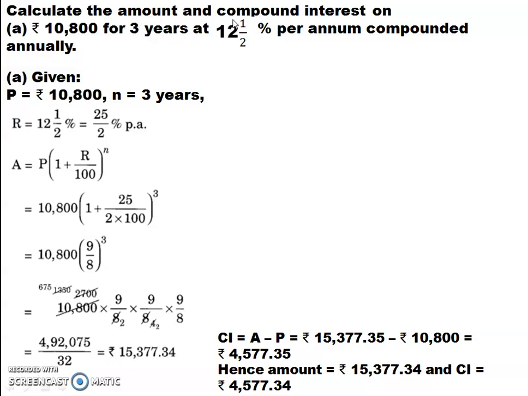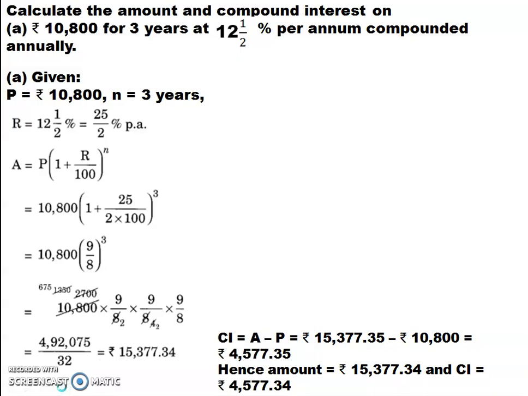This is amount. You have to find compound interest also. How will you find compound interest? Principal and amount. Amount minus principal gives you compound interest. So it is 4,577.34. Clear? So amount after 3 years is 15,377.34 and compound interest, that is the extra amount, is 4,577.34.